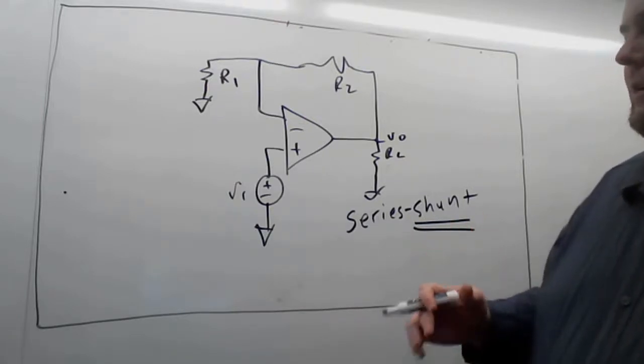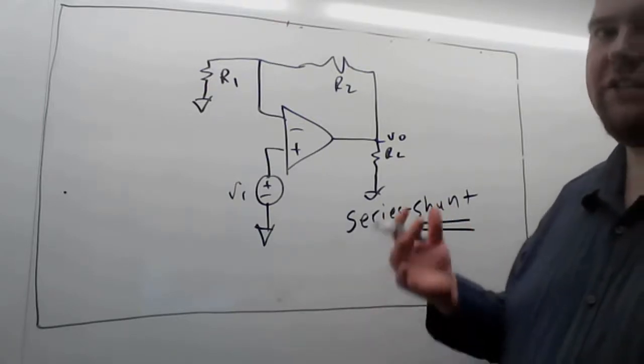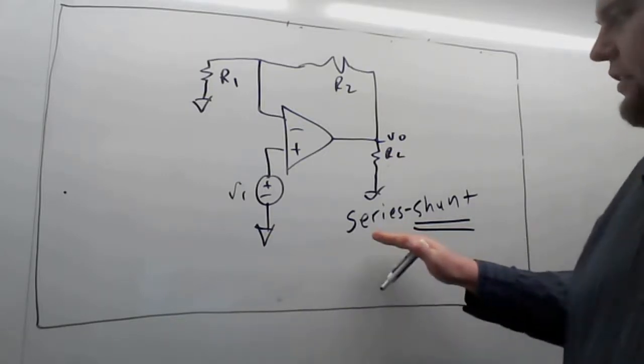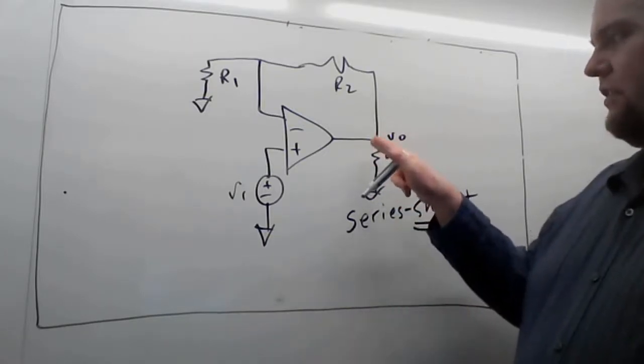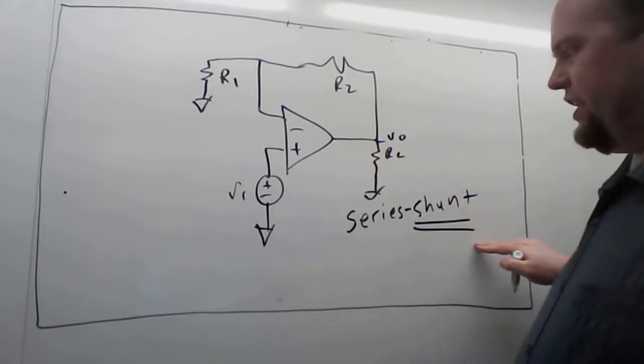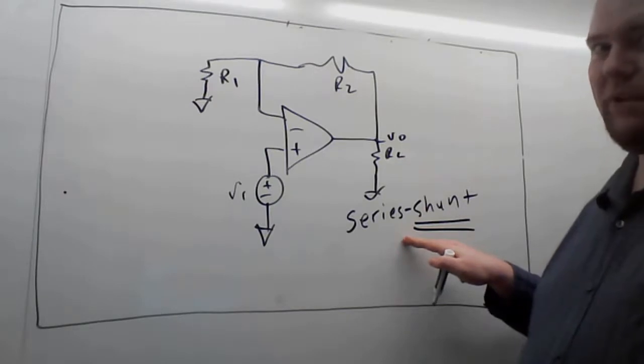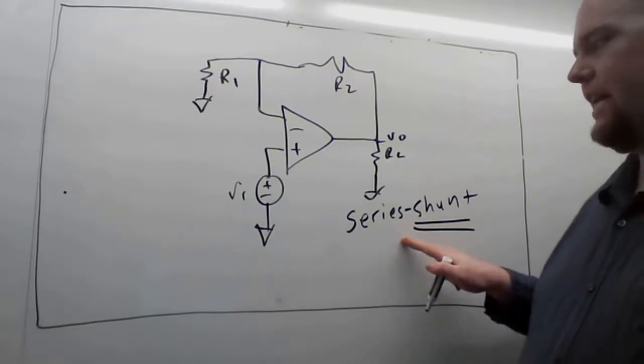So anyway, it's a little weird. Just try to follow this. I'm going to do my best to explain this. But in general, if your output's a voltage, that's considered a shunt output. If your input is a voltage, that's considered a series input. And I know that's weird, but that's the way it works out.